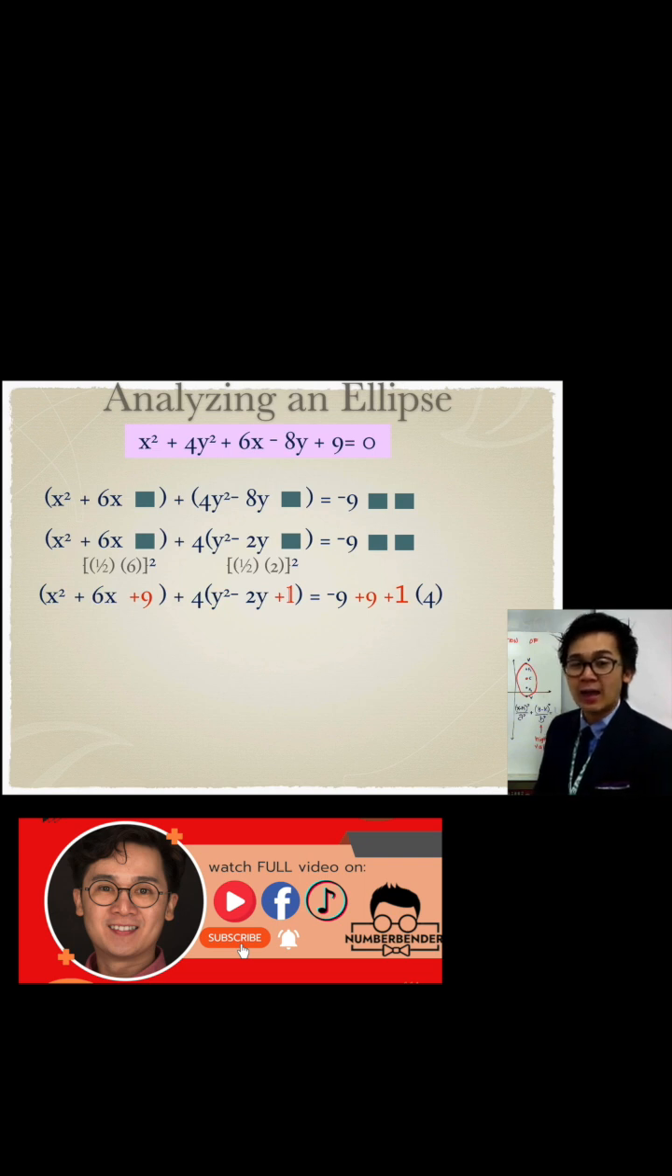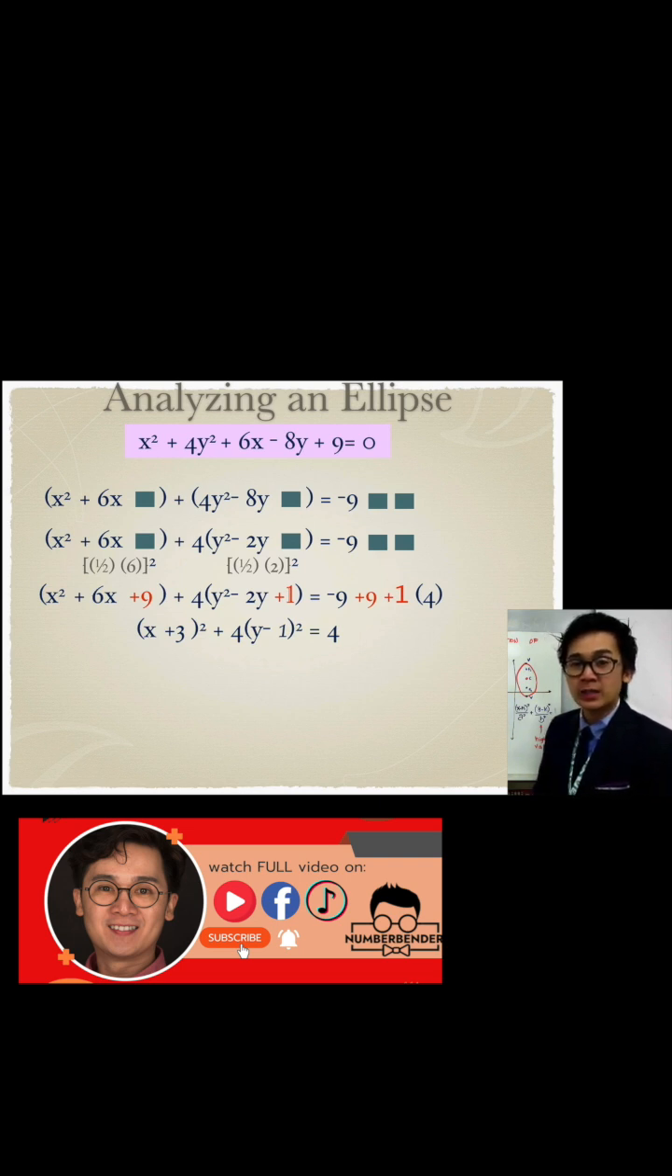So now that we have completed the square, we can factor it because we know that x squared plus 6x plus 9 can be factored into (x plus 3) squared, and y squared minus 2y plus 1 can be factored into (y minus 1) squared. So it will have (x plus 3) squared plus 4 times (y minus 1) squared is equal to 4.